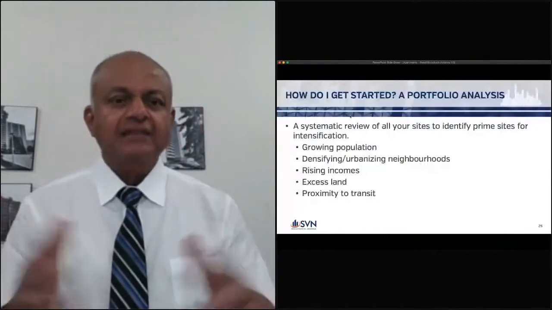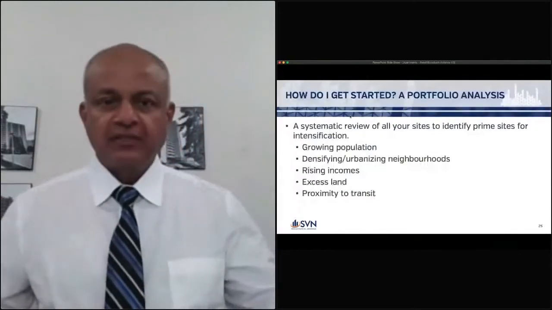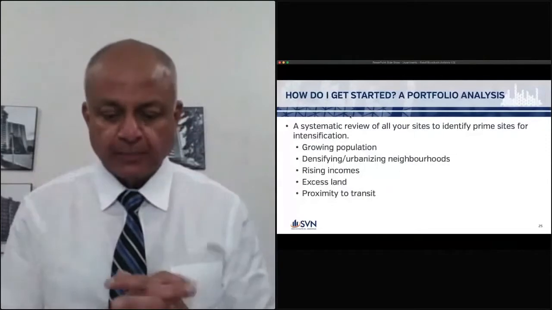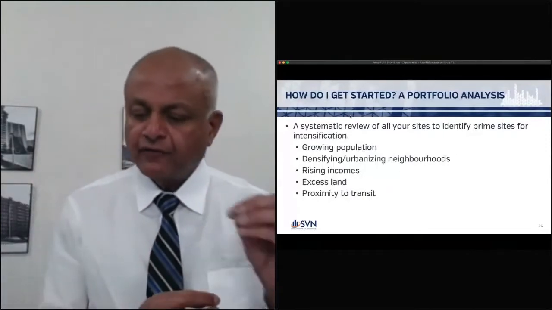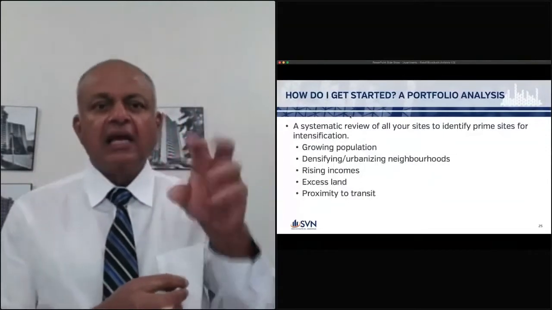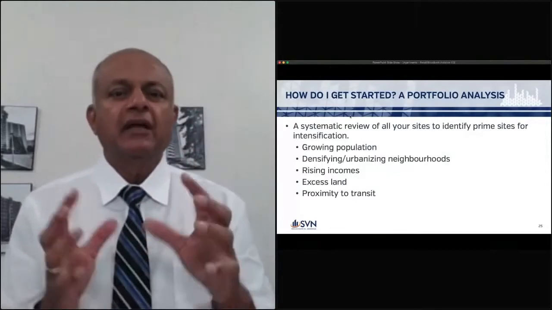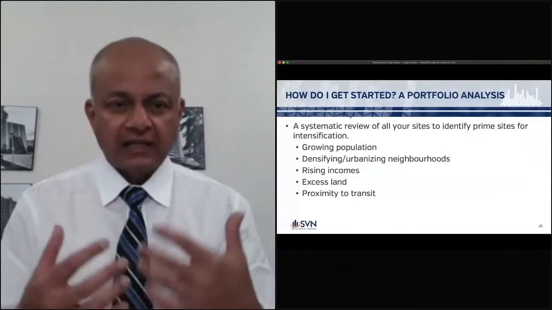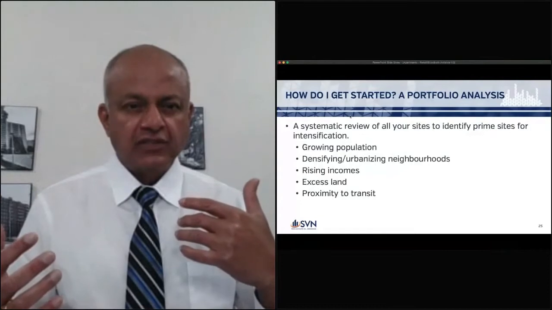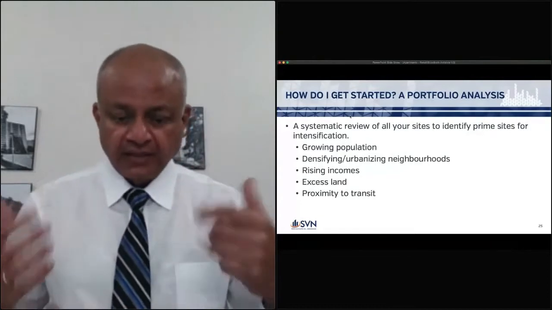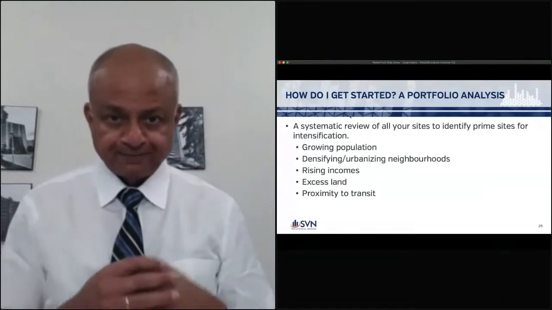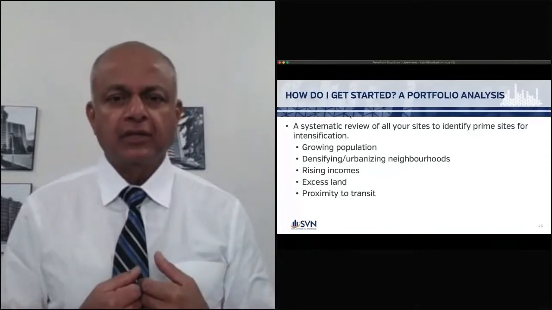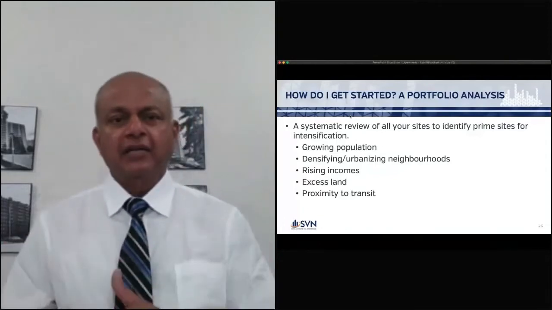Well, if you've got 10, 20, 30 shopping center sites, these are for the larger shopping center operators, I think you've got to focus in on each site and look at the same data for each of them. That's going to allow you to rank the sites as to which has the highest probability for success. So you're going to look at things like growing population, the densifying, the urbanizing of the neighborhoods.